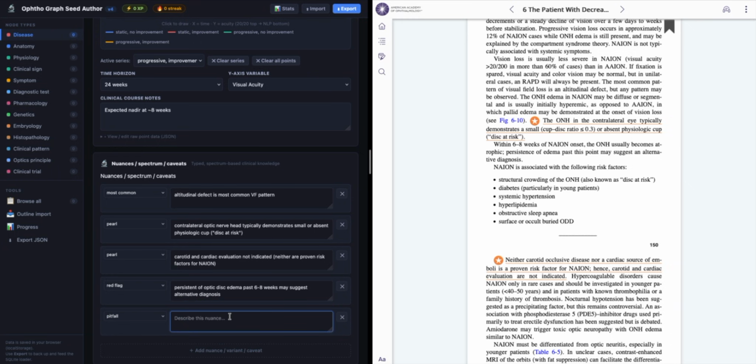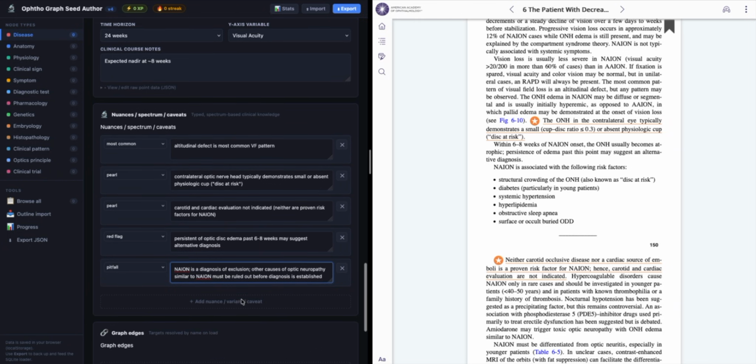And let's see, maybe a pitfall would be, say, NAION is a diagnosis of exclusion. Other causes of optic neuropathy similar to NAION must be ruled out before diagnosis is established, right?